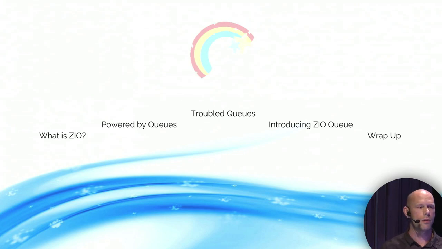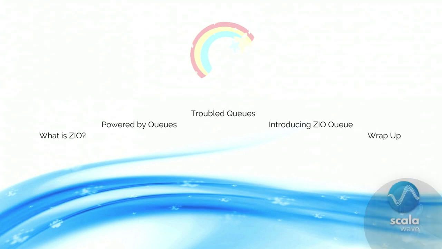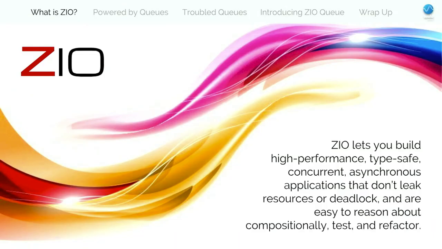What is Zio? Well, Zio is a relatively new open source library. It hasn't even hit 1.0 yet. But it's got a bunch of people using it in production. What it does is it helps you build high-performance, type-safe, concurrent, asynchronous applications that don't leak resources. They don't leak threads, they don't leak memory, they don't leak sockets, they don't leak file handles. They don't deadlock, and they're easy to reason about compositionality.